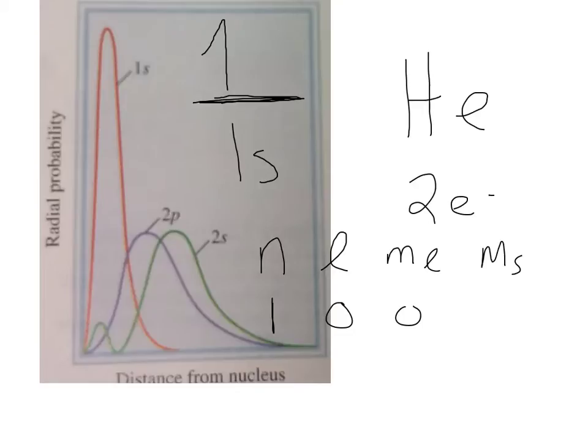So one electron has to be plus 1/2, and the other electron has to be minus 1/2.